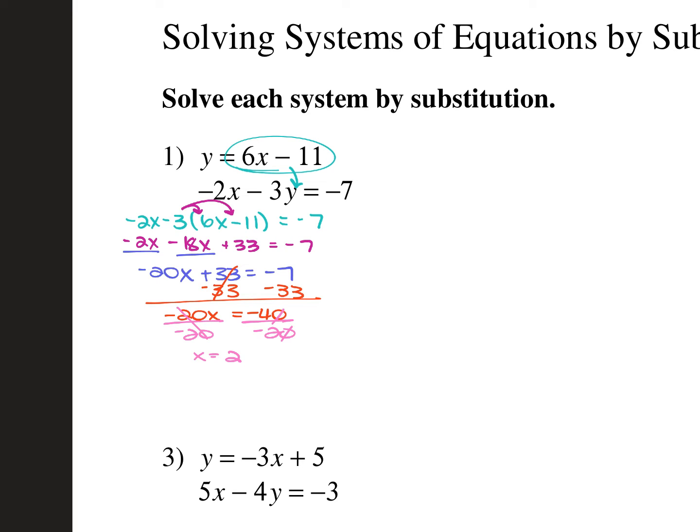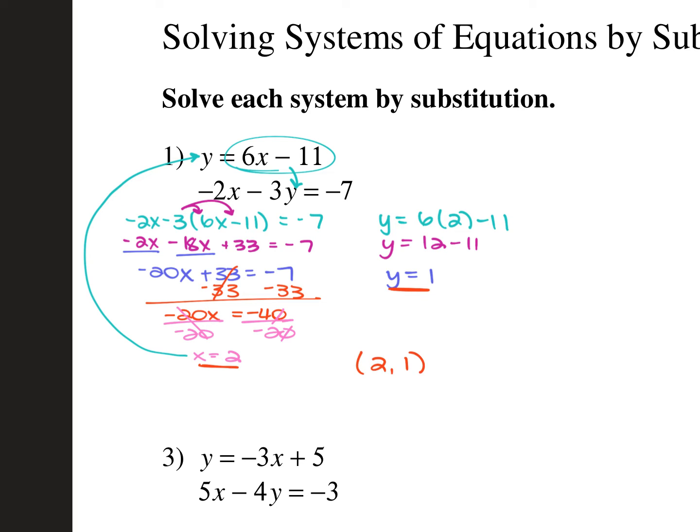Now that you have what x is, take what x is and plug it in for x in the y is equal to 6x minus 11. So y is equal to 6 times x, which is 2, minus 11. The 6 times 2 is 12. Minus 11 gives us that y is equal to 1. You have an x, you have a y. Give an ordered pair with your x and your y. So that's 2, 1, and that is your answer.